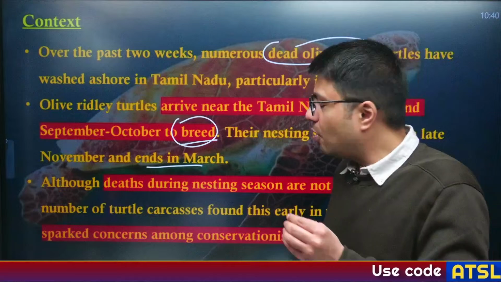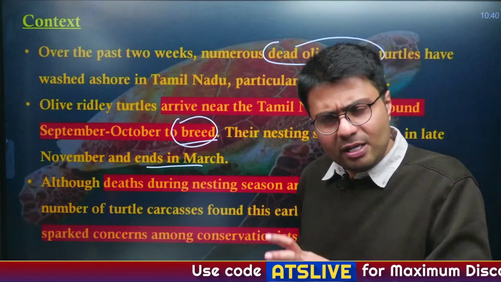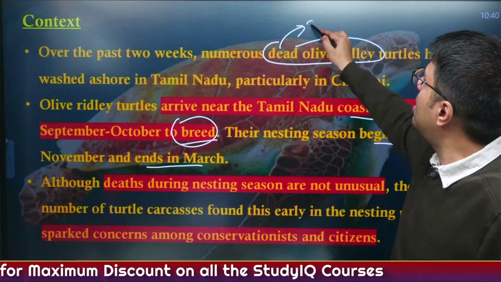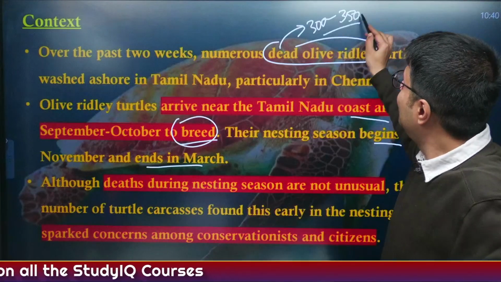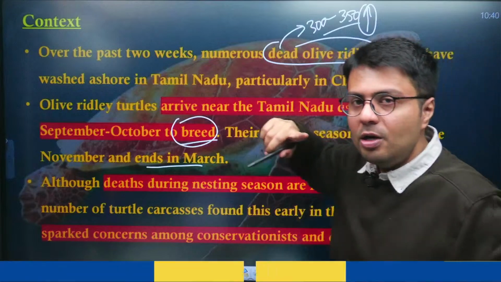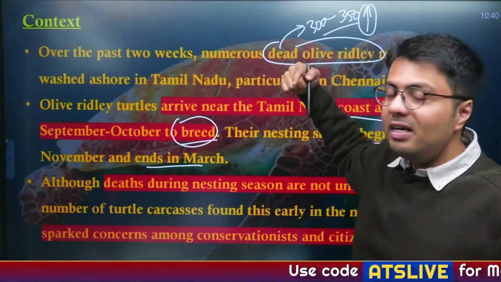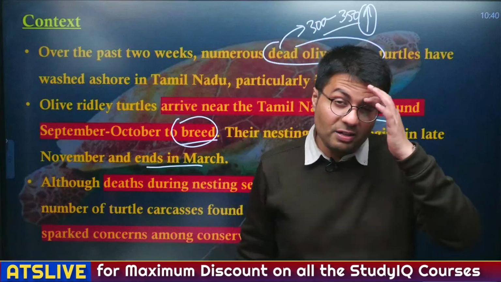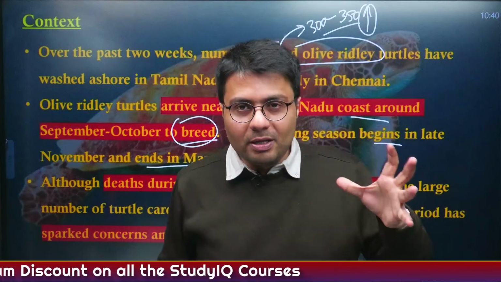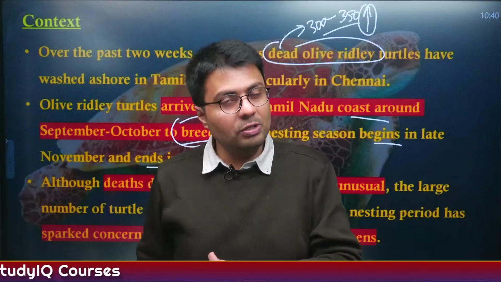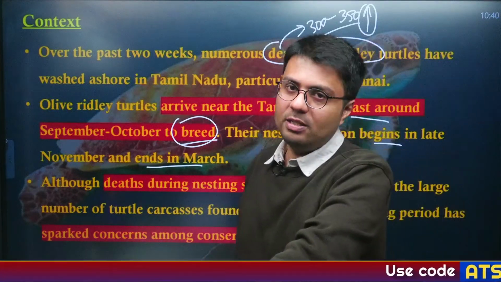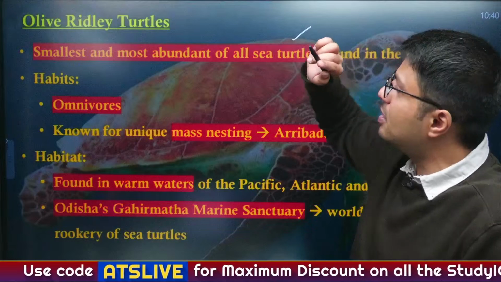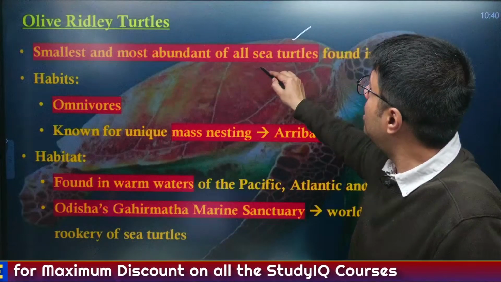Now, although deaths of these olive ridley turtles during their nesting period are common, what is uncommon is the number of dead olive ridley turtles, which amounts to about 300 to 350 this year. This number is quite high or unusual this year. So we'll be understanding the reasons why such olive ridley turtles are being found dead on the coast of India. But before understanding this reason, we have to understand the important habitats and the legal protection extended to such species, which is important for any species in the news. Now, olive ridley turtles are the smallest and one of the most abundant of all sea turtles found in the world. So you can understand this is not a freshwater turtle.